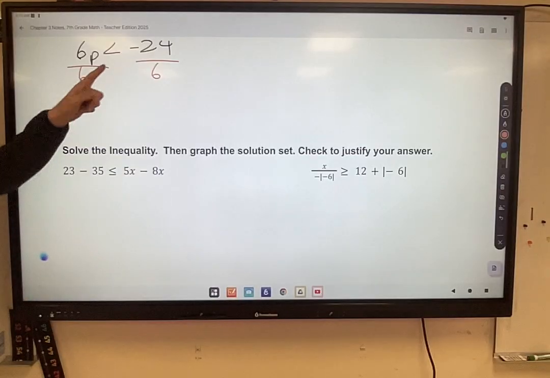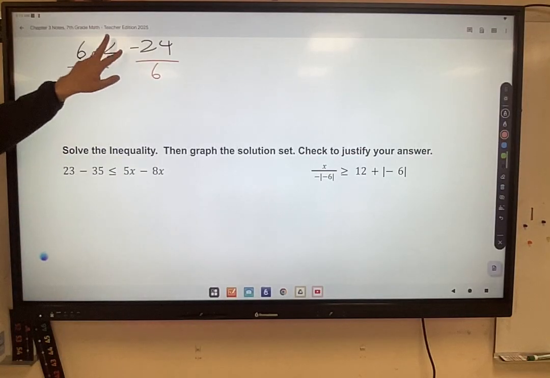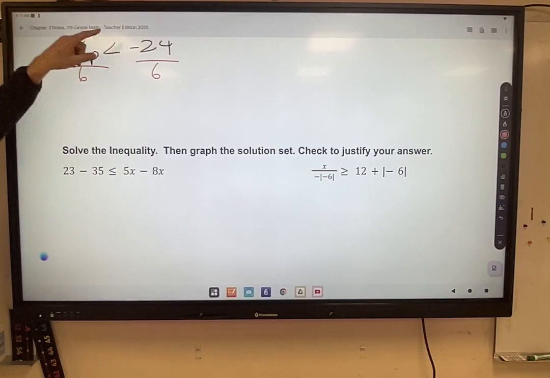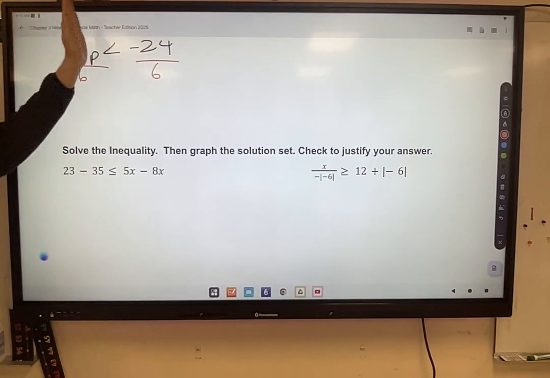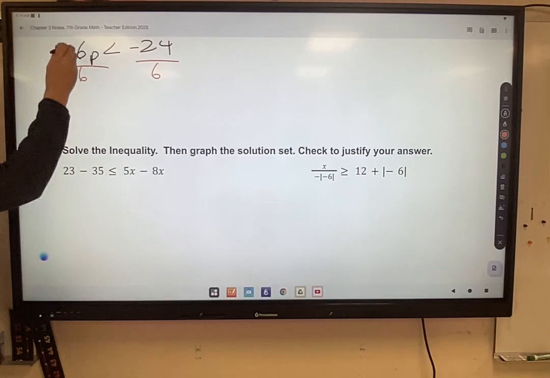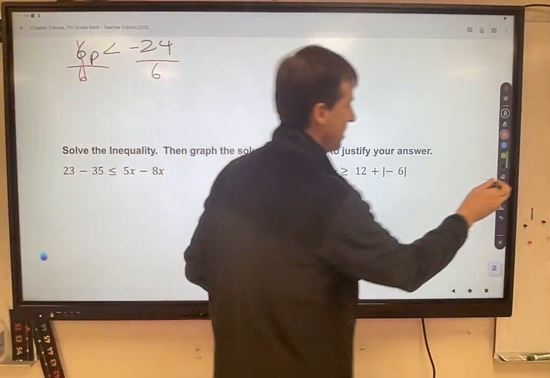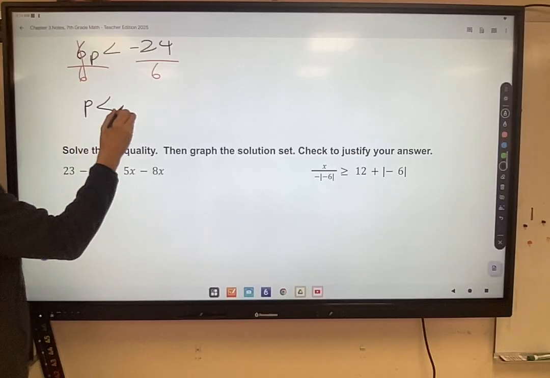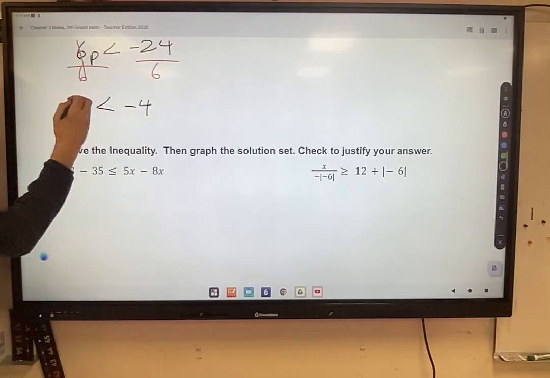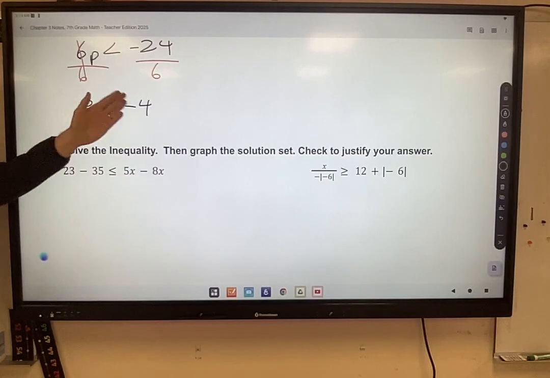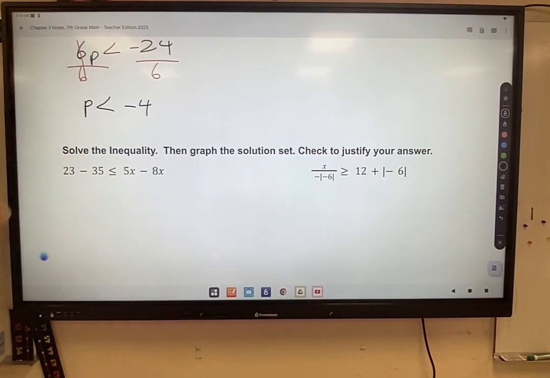Now, because I'm dividing by a positive 6, I don't have to flip the sign. It doesn't matter that it's a negative 24 over here. What really matters is what I'm multiplying or dividing by. So because on this one I'm dividing by a positive 6, I don't have to flip the sign, it will stay the same. So we're going to end up with p is less than negative 4, because 24 divided by 6 is 4, but negative divided by positive is a negative. I don't have to flip the sign on this one.